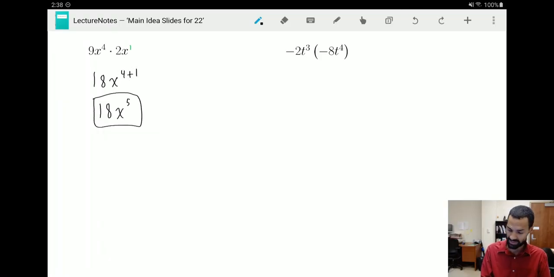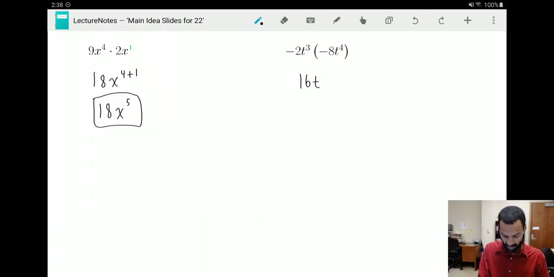Okay, let's do the same thing with this one here. Negative 2t cubed times negative 8t to the fourth. Again, you can shuffle things around. So negative 2 times negative 8 is going to be 16, and then we have 3 t's here and 4 t's there.